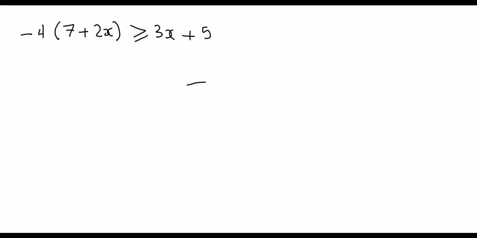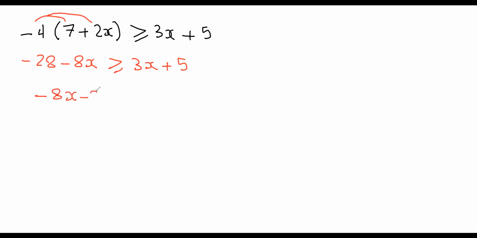So this question here is no different from any of the other questions that we did. You've done algebra. It's just algebra. Instead of an equal sign, we have an inequality sign, but you do the same thing. So here, the first thing you need to do is just distribute that into here. So you get negative 28 minus 8x is greater than or equal to 3x plus 5. Negative 8x minus 3x is greater than or equal to 5 plus 28.